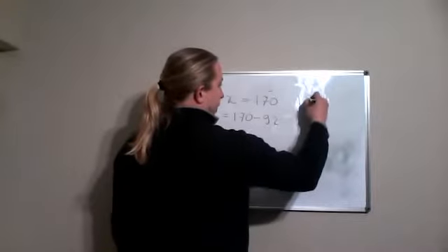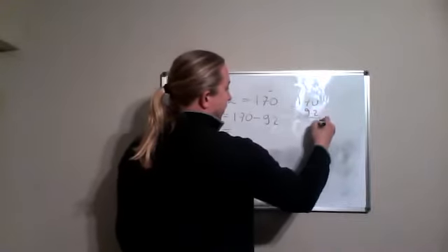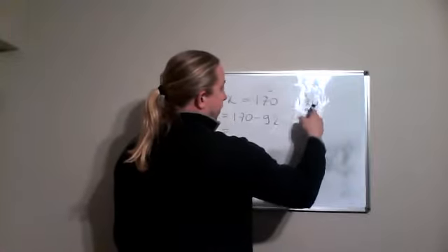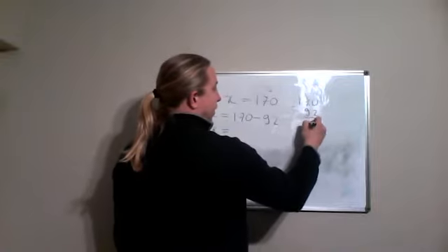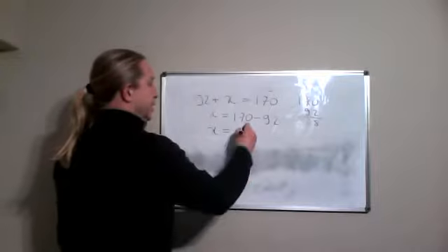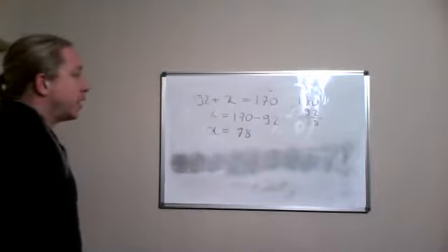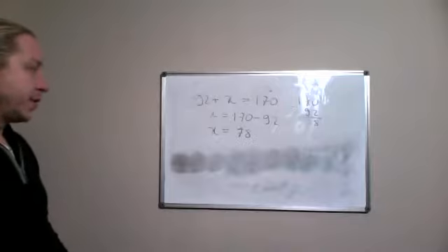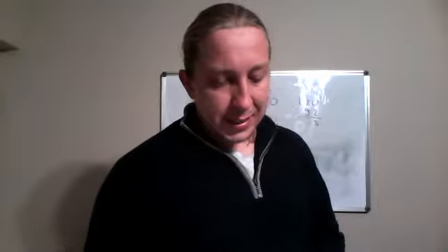Okay, let's do it quickly. 170 minus 92. 0 minus 2 gives us an 8. We have to borrow 1. Okay, then we got 6 minus 9, so we borrow 1. So that's 16 minus 9 is going to give us 7. So that is 78. Okay, so 78 and 92 will give us 170. Okay, that is x.